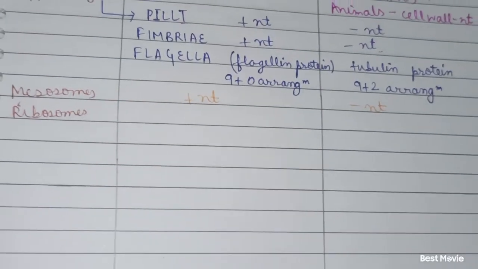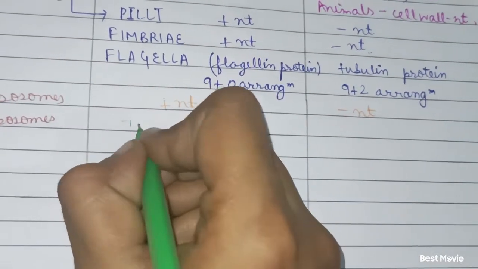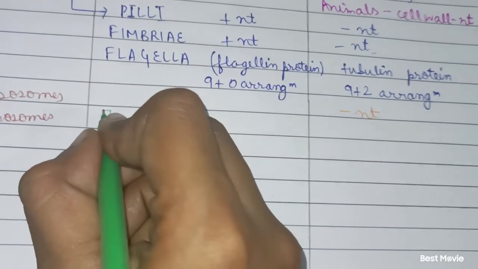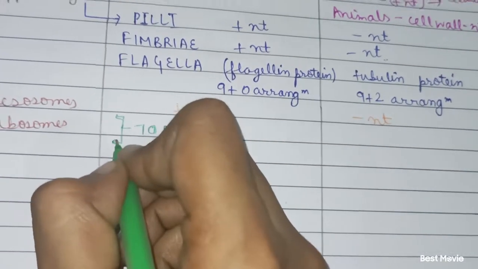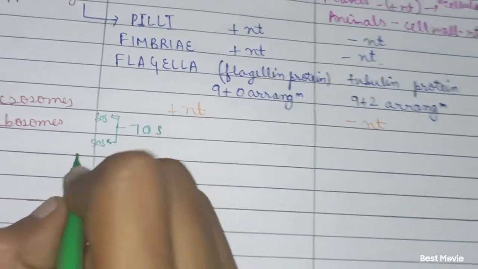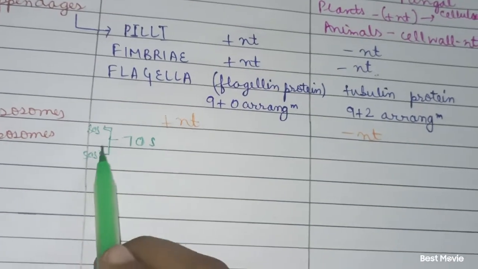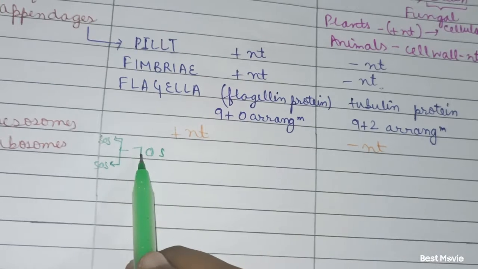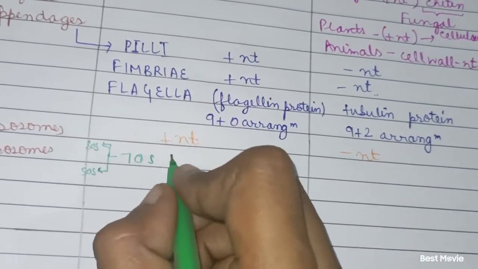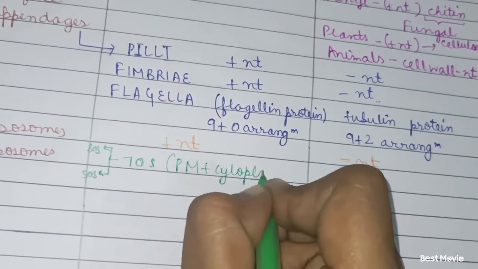Now we are going to differentiate on the basis of ribosomes. Prokaryotes have 70S ribosomes, which are not at all additive. These are made up of 2 units, 30S and 50S. The sum of 30 and 50 becomes 80, but these are not additive, so it becomes 70S here. They are present in the plasma membrane and cytoplasm.